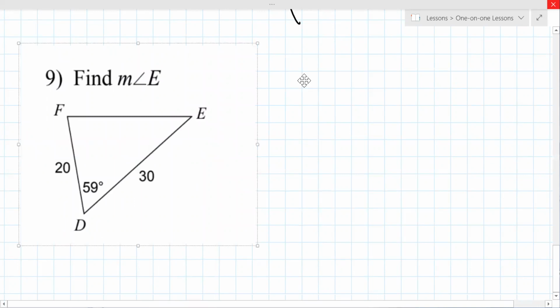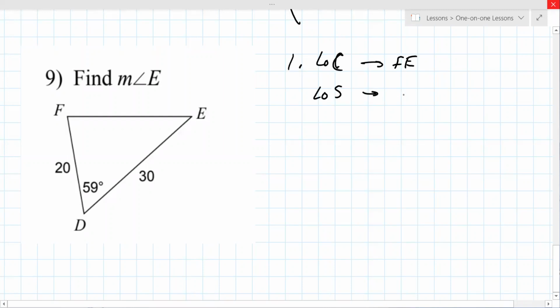Okay, 9 says to find the measure of angle E. E is over here. You cannot use law of cosines to find angle E. The only thing you can use law of cosines to find is this side length over here. Once you have this side length, you'll have an angle-side pair, and you'll have a side and an angle that you're trying to find. So the steps here: you're going to use law of cosines to find FE, this right up here, and then you're going to use law of sines to find angle E.